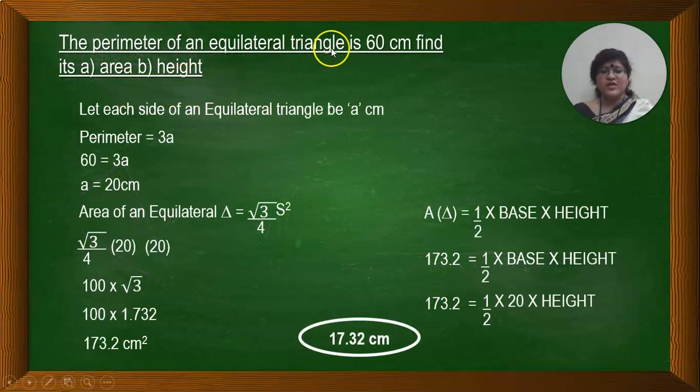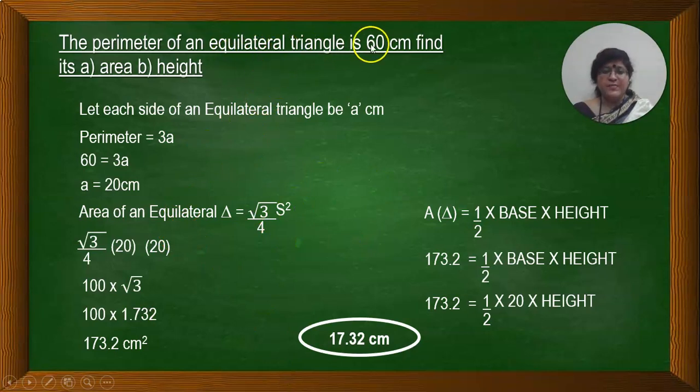The perimeter of an equilateral triangle is 60 centimeter. Find its area, and they've asked you for finding its height. Students, if at all you get questions like this, you need to keep a rough paper ready, solve it, and then click on the correct option. But here I have not given any options, I've just solved it for you all.